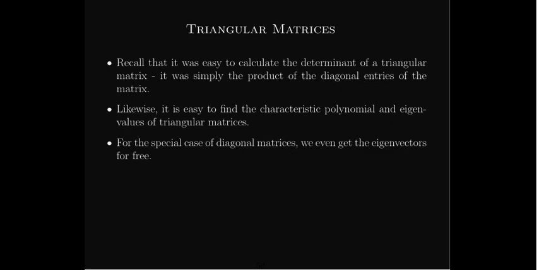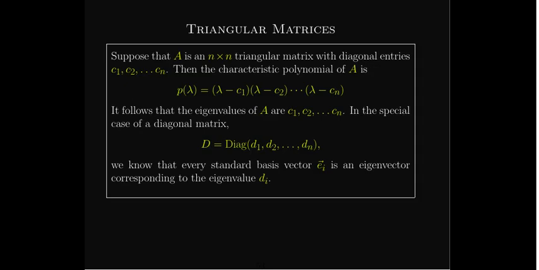So let me move over. So what do we have then? If you have a triangular matrix, we look at the diagonal entries, we get the characteristic polynomial in factored form by just looking at lambda minus c1 times lambda minus c2 up to lambda minus cn. That is the determinant of lambda I minus A. And so the eigenvalues are just the diagonal entries. And in the case of a diagonal matrix, an eigenvector corresponding to each diagonal entry is the corresponding standard basis vector.